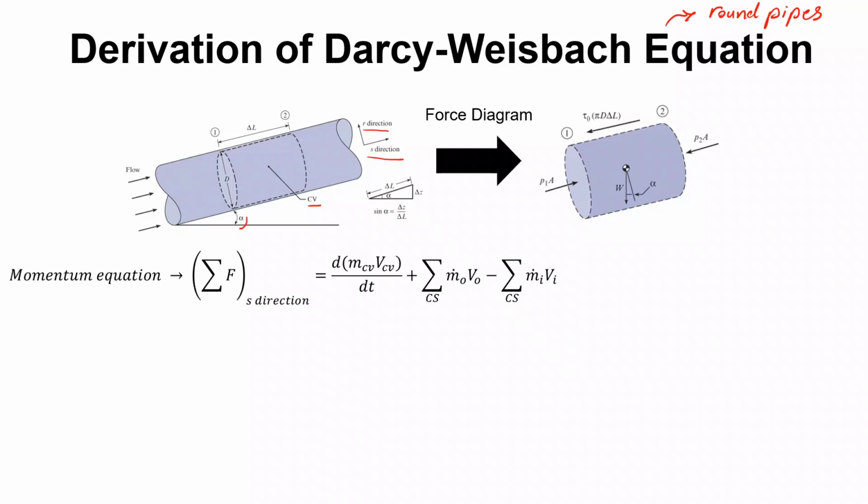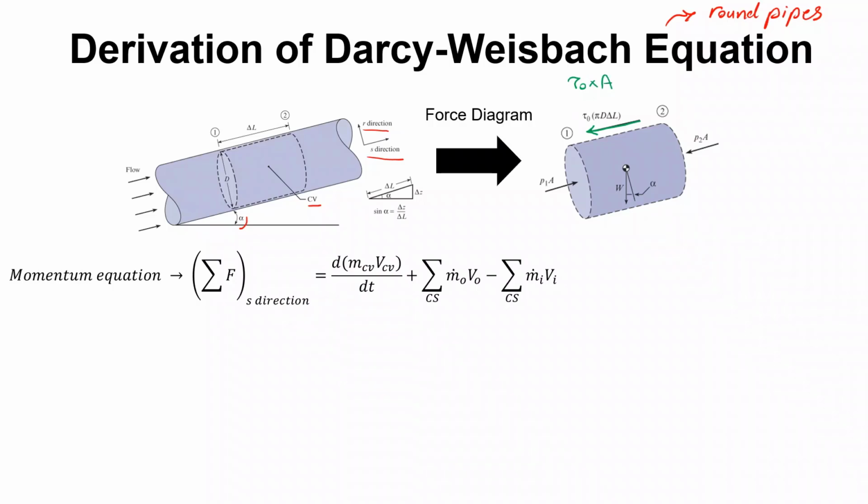Another force that we need to consider is shear stress force. This force is as a result of the friction between the walls of the pipe and the fluid. And shear stress force is equal to shear stress, tau 0, times surface area of the cylinder.